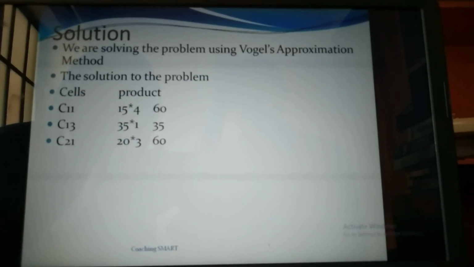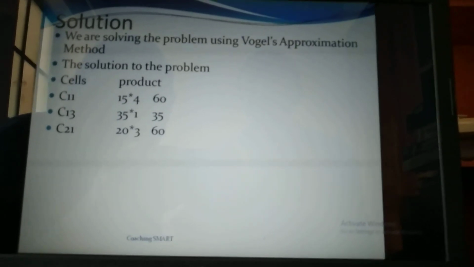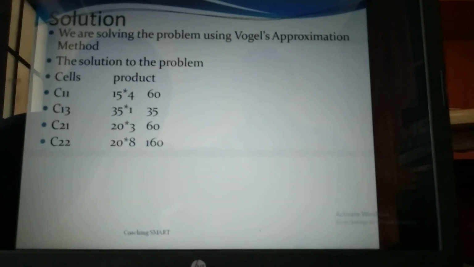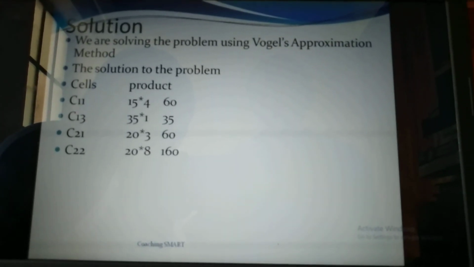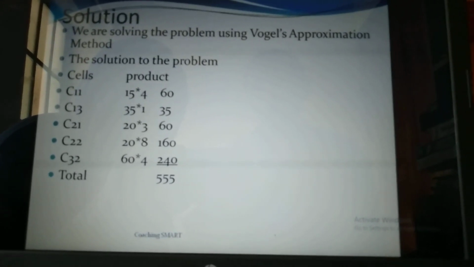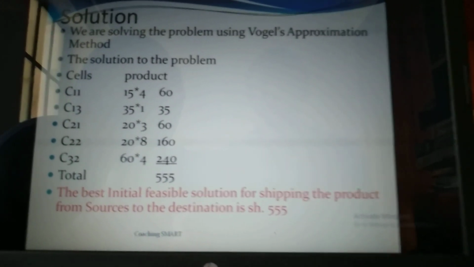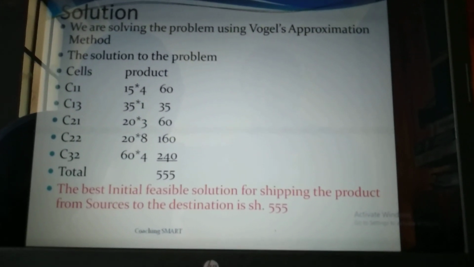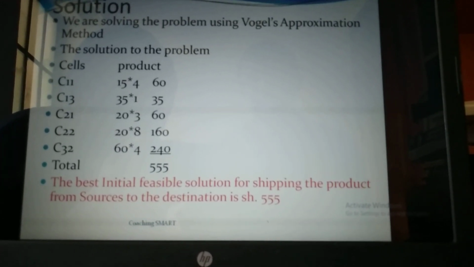This is the solution. So the solution, cell 11 is 15 times 4, 60. Cell 13, 35 times 1, which is 35. Cell 21, 20 times 3, 60. Cell 22, 20 times 8, 160. Cell 32, 60 times 4, 240. Total, 555. So the best initial feasible solution for shipping the product from source to the destination is shillings 555.